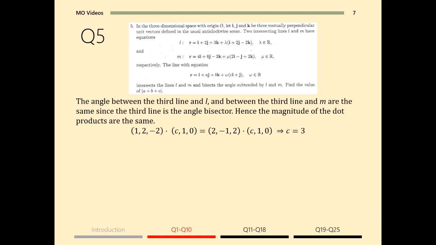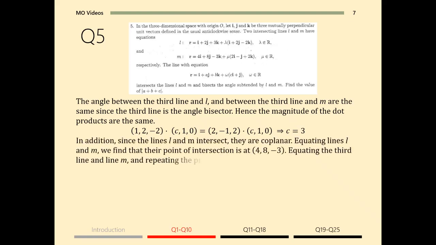The question also stated that lines L and M intersect, hence they lie on the same 2D plane. Equating lines L and M, we find that their point of intersection is at 4, 8, and negative 3. Similarly, equating the third line with M, we find A equals to 7 and B equals to negative 3. The sum of A, B, and C is 7 minus 3 plus 3. So we have the final answer, 7.